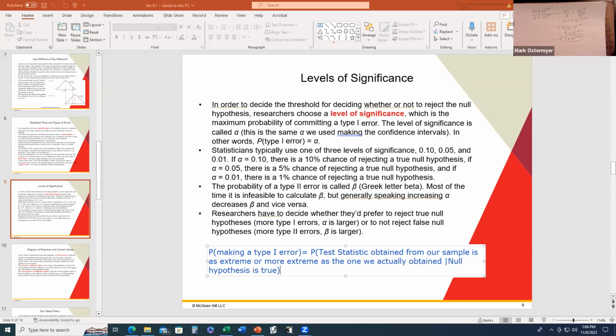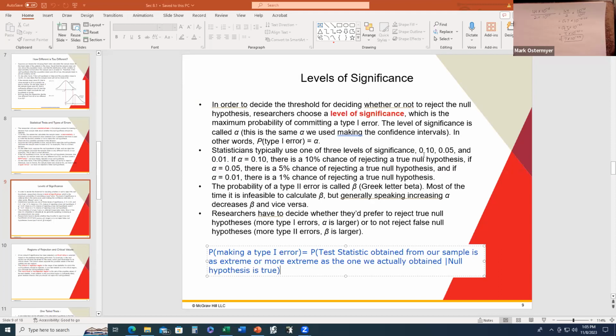So that's really what the probability of committing a type 1 error is. It's a conditional probability. Given that our null hypothesis is actually true, it is the probability that our test statistic that we've actually computed is as extreme or more extreme. And this conditional probability here is one method, or the probability of making a type 1 error is another way of determining what we're going to do with our hypotheses, whether we're going to reject or accept a null hypothesis. Okay.